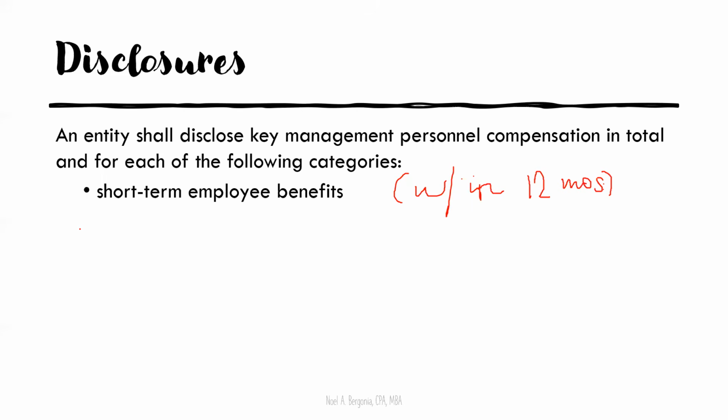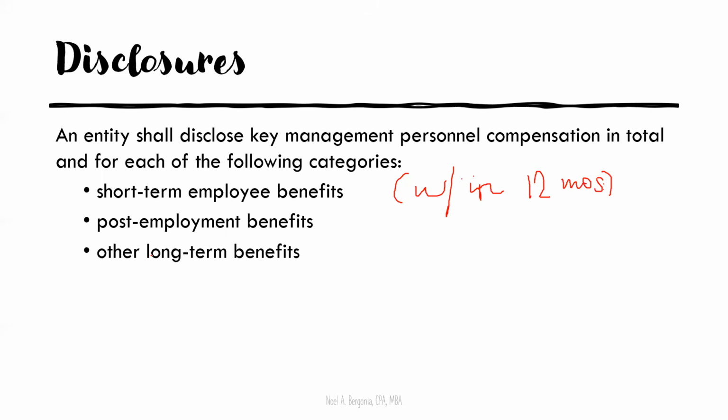You will be discussing the contents of employee benefits further in IAS 19, Employee Benefits. Another category would be post-employment benefits. We mentioned earlier the retirement plan of the employee. Then we also have other long-term benefits. These are benefits that will be received after 12 months, aside from post-employment, because post-employment applies upon retirement. So if the employee has not retired but there is a long-term benefit to be received after 12 months, such as sabbatical leave, jubilee leave, and the like, those are considered other long-term benefits.